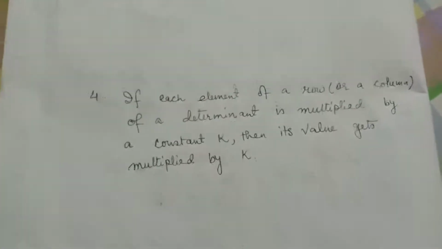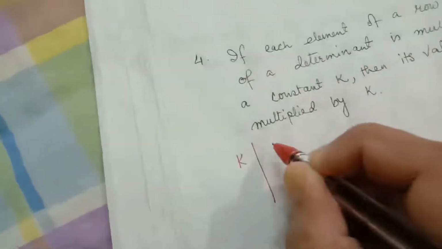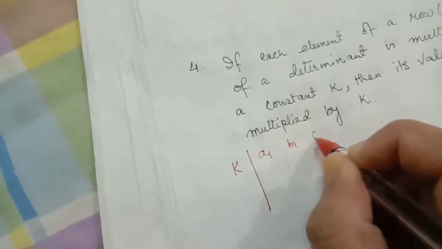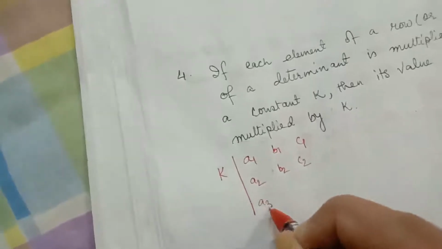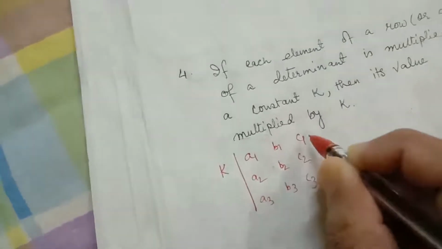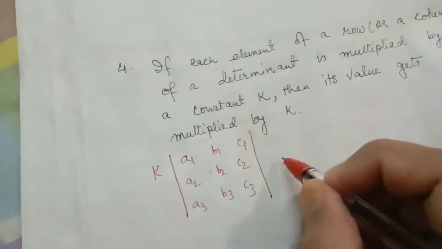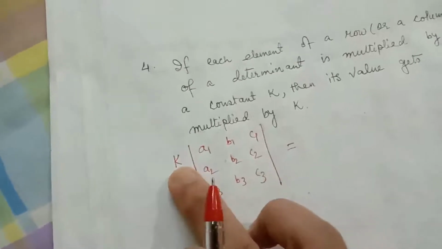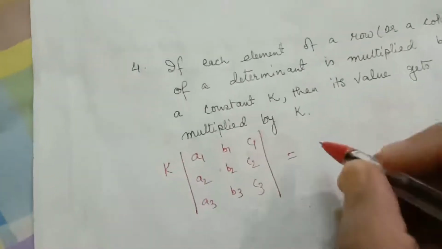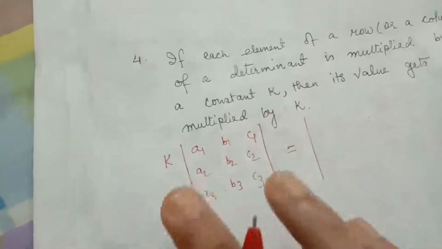This is actually multiplication of a determinant by a number. Suppose k is any number and this is a determinant a1, b1, c1, a2, b2, c2, a3, b3, c3. This is multiplication of a determinant by a number. In case of matrix, we have to multiply all the elements by k, by this number. But in case of determinant, we have to multiply any one row or any column.